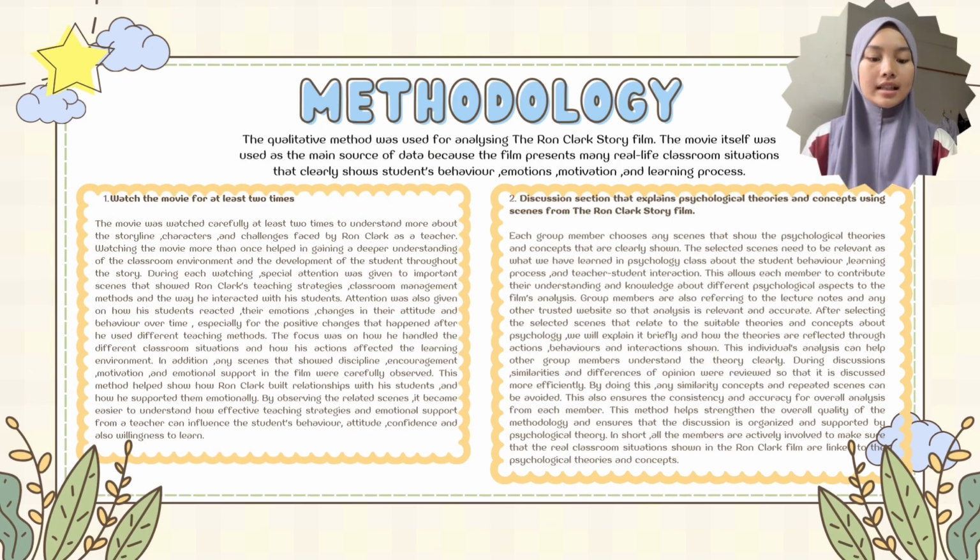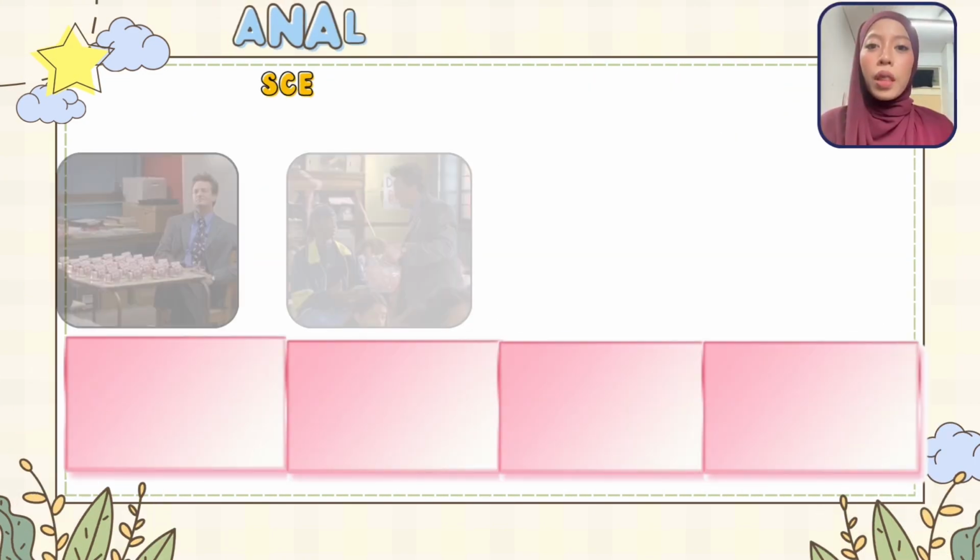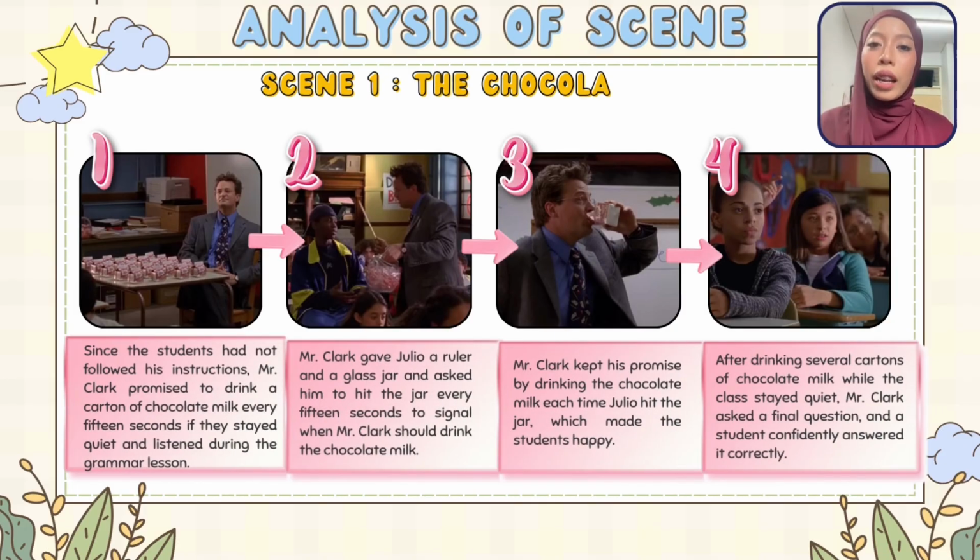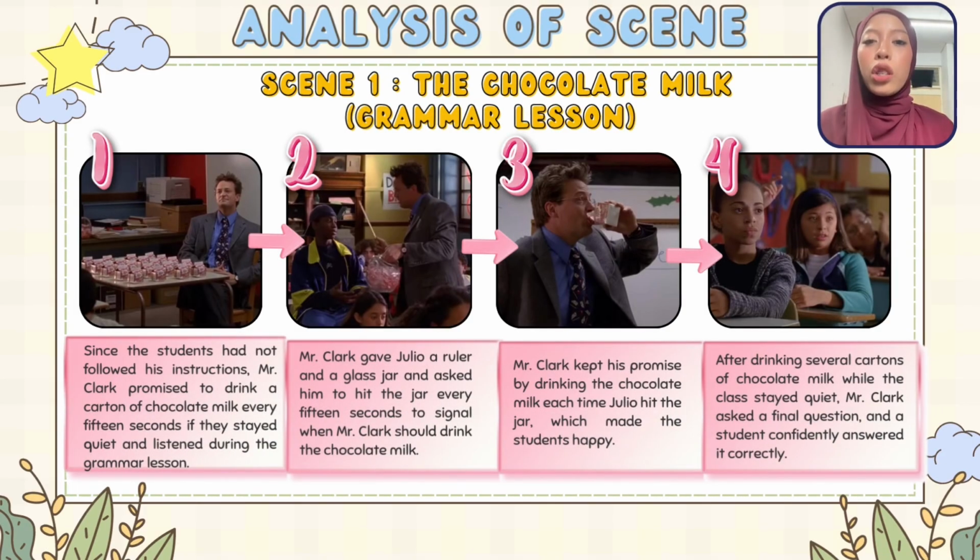Overall, the analysis connects real classroom situations in the film with psychological concepts. The scene that I chose to analyze in the Ron Clark movie is the chocolate milk scene, which is the grammar lesson. I will describe a bit about this scene.